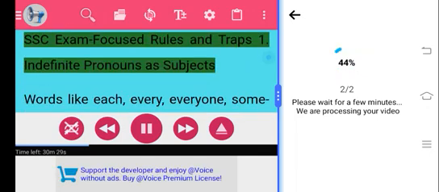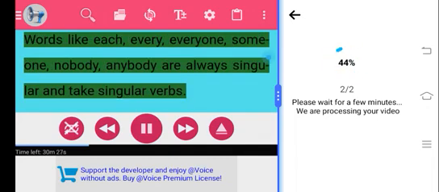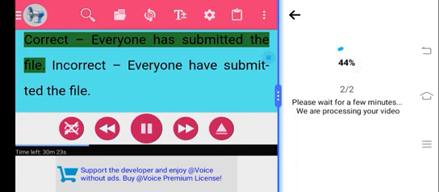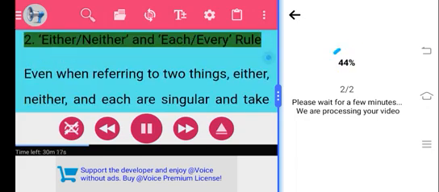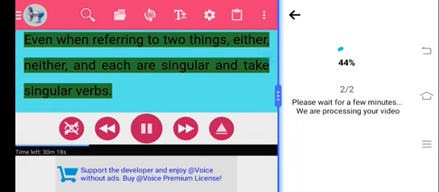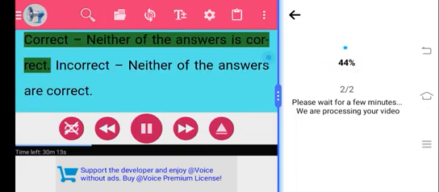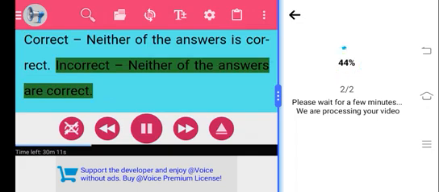SSC exam focus, rules and traps. 1. Indefinite pronouns as subjects. Words like each, every, everyone, someone, nobody, anybody are always singular and take singular verbs. Correct: everyone has submitted the file. 2. Either, neither, and each rule. Even when referring to two things, either, neither, and each are singular and take singular verbs. Correct: neither of the answers is correct. Incorrect: neither of the answers are correct.